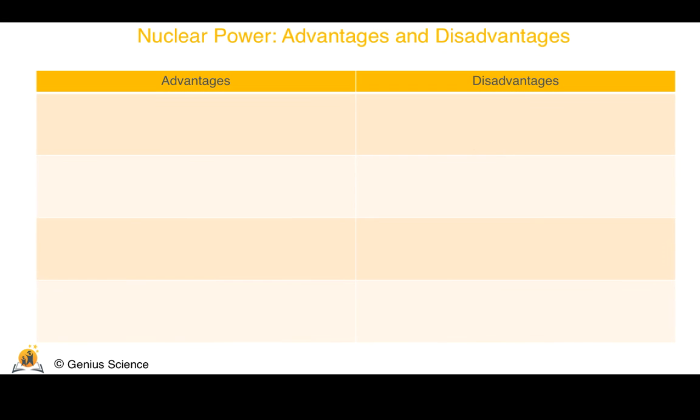Well, what then are the advantages and disadvantages of nuclear power? Well, an advantage of nuclear power is that it is very reliable. Therefore, it can provide the base load of electricity. Another advantage of nuclear power is that there is no carbon dioxide or sulfur dioxide produced, which means it does not increase global warming.